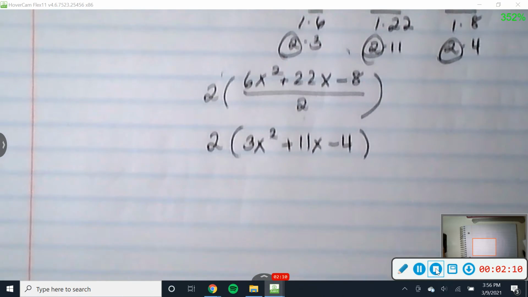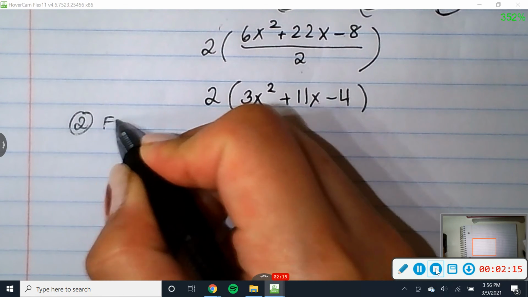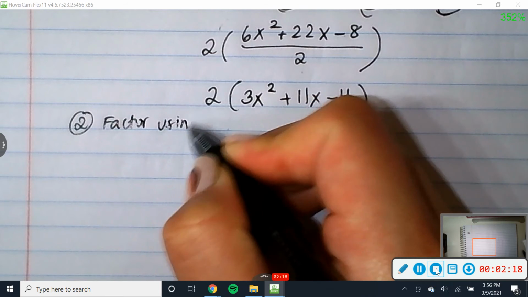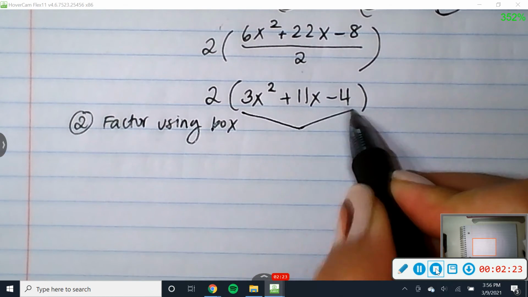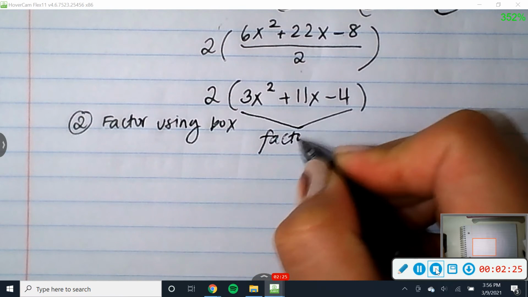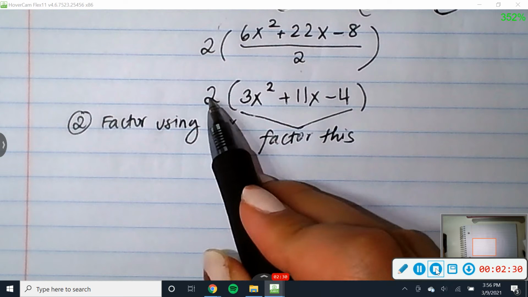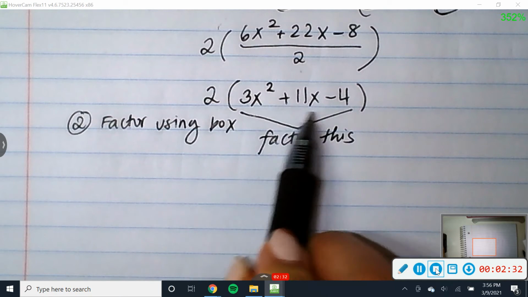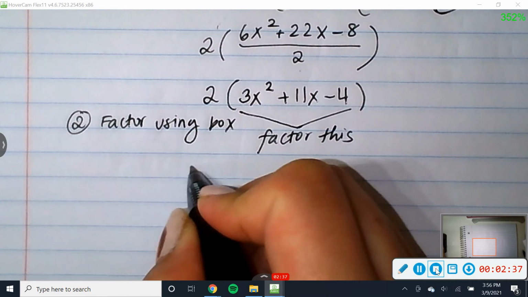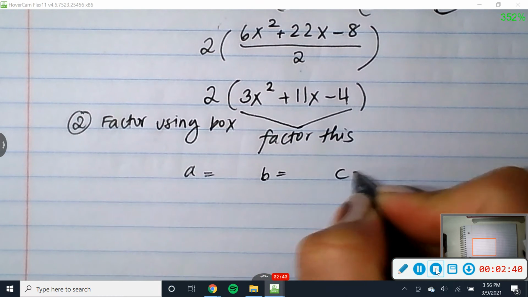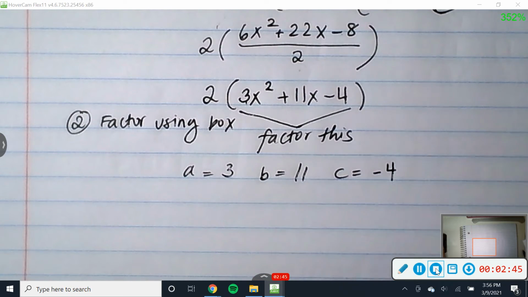So now that we have our GCF on the outside, now we can factor using our box method. So when we're factoring, we're only going to focus on the part that's inside the parentheses. So factor this part only. Keep the 2 on the outside for now. We're only concerned about what's inside here. So we want to list out our A, B, and C value. A value is 3, B is 11, C is negative 4.